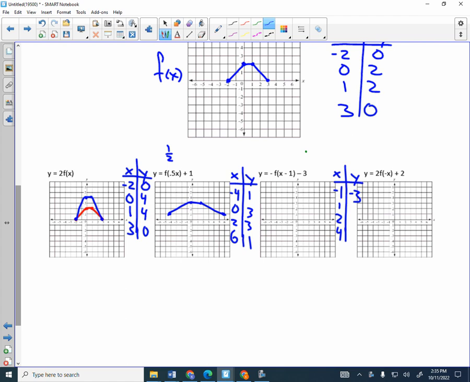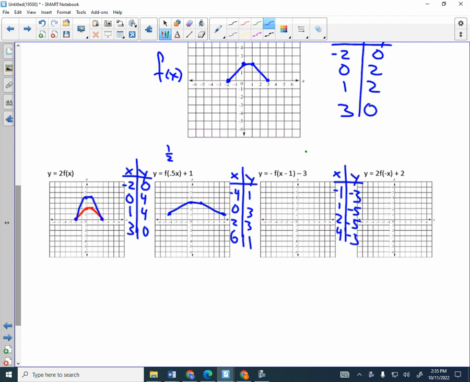If we take 2 and flip it, we get -2. Subtract 3, we get -5. 2, flip it, we get -2. Subtract 3, we get -5. Flip 0, we get 0. Subtract 3, we get -3.